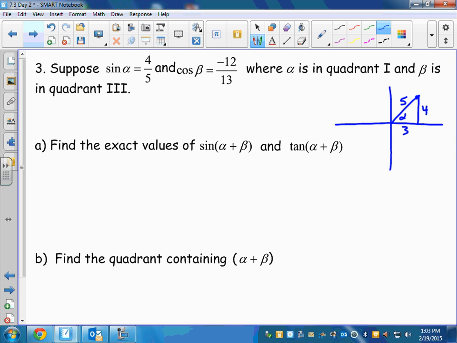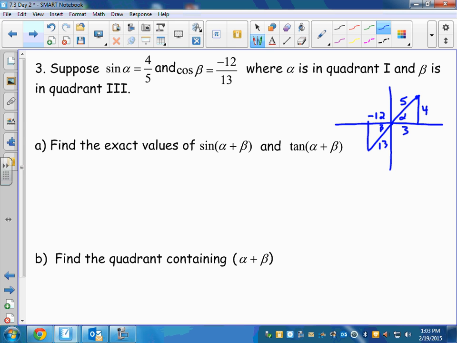Quadrant 3. So that means somewhere down here in quadrant 3, I'm going to draw in that reference angle and call that beta. It doesn't really matter how you draw it, but I'm just going to put beta right here. It's a very squished beta. But use what they give me. Cosine is adjacent, so that would be negative 12 over hypotenuse, that would be 13.